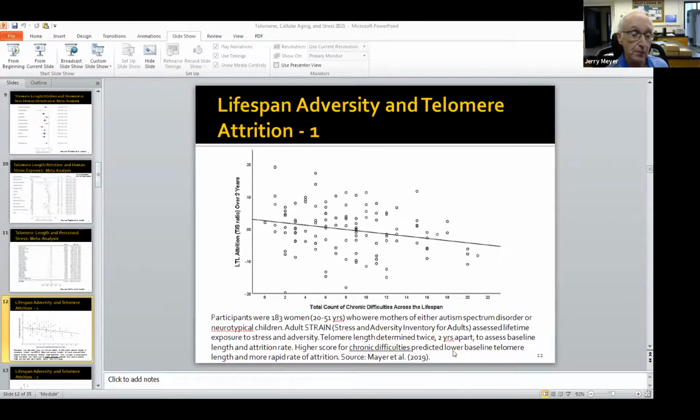And so the first result was that on the STRAIN, a higher score for chronic life difficulties predicted lower baseline telomere length and more rapid shortening when they looked at the two measures. And this is the attrition. On the y-axis is the amount of difference between the first and the second measurement. And then this is the total count of chronic difficulties across the lifespan. And so you can see the relationship there, which was significant.